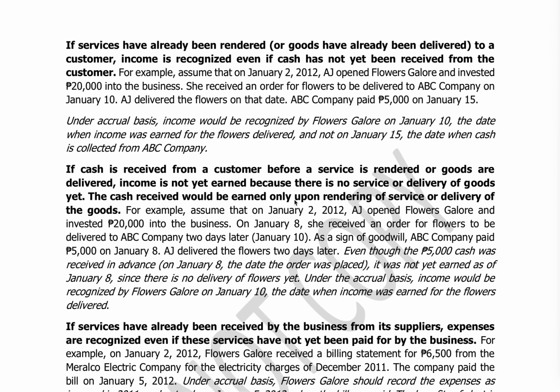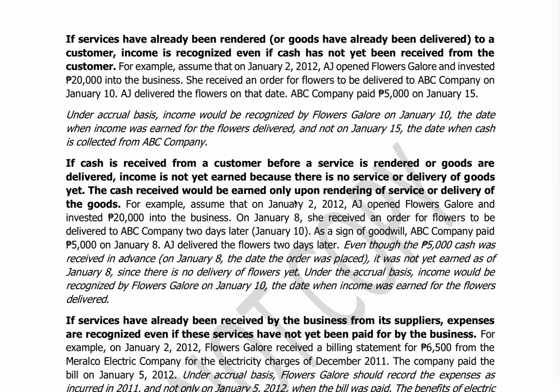For income, if services have already been rendered to a customer, income is recognized even if cash has not yet been received from the customer. Okay. So, when do you recognize income again? When the services has already been rendered or the goods has already been delivered. Example, assume that on January 2, AJ opened Flowers Galore and invested 20,000 into business. She received an order for flowers to be delivered to ABC Company on January 10.